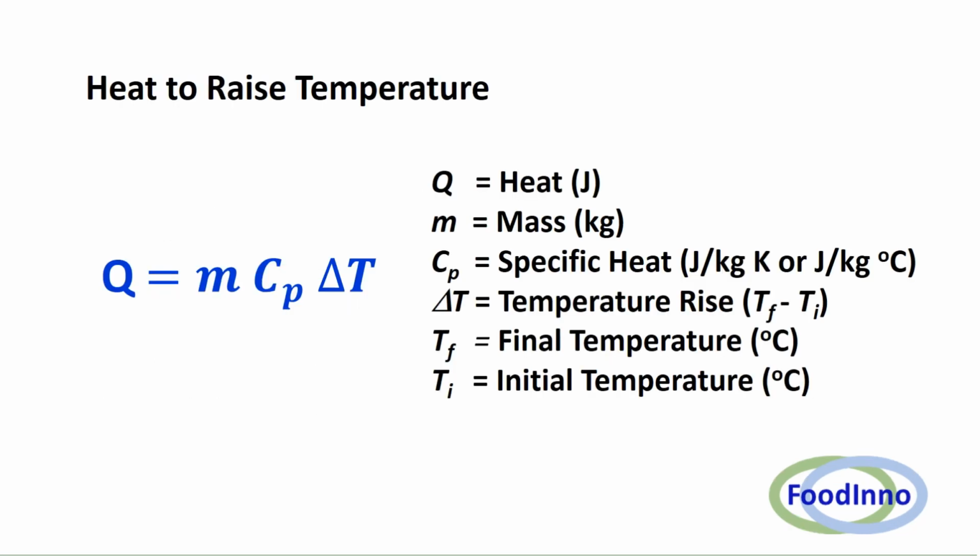First, we need to understand the heat energy equation. Heat required to raise temperature without phase change and or chemical reaction can be written as Q equal to m Cp del T, where Q is the heat in joules, m is mass in kilogram, Cp is the specific heat in joules per kg per degree K or joules per kg per degree C. Del T is the temperature rise, that is Tf minus Ti, and Tf is the final temperature in degree C, Ti is the initial temperature in degree C.